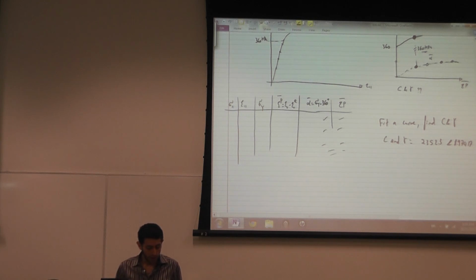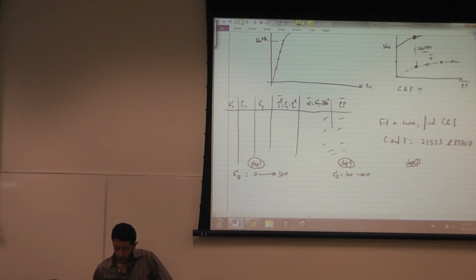A specimen of this material is incrementally loaded in shear up to sigma 12 from 0 to 300. Then sigma 12 is unloaded from 300 to 0. So this is step 1, step 2, and step 3. In step 3, now sigma 11 is increased from 0 to 500.